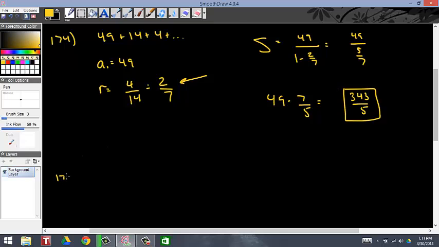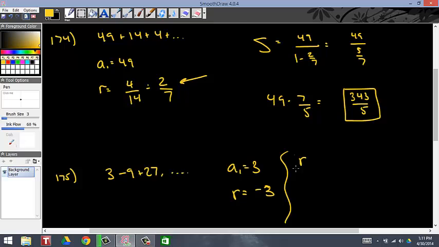Take a look at something like number 175. 3 minus 9 plus 27, dot dot dot. Okay. A sub 1 equals 3. R equals, what's R? What does R equal, Hannah? -3. Hannah, what do you think? Doesn't work. Why not? Now, you guys got to be careful when you explain this. Hannah, go ahead. The absolute value of R is, Daniel?